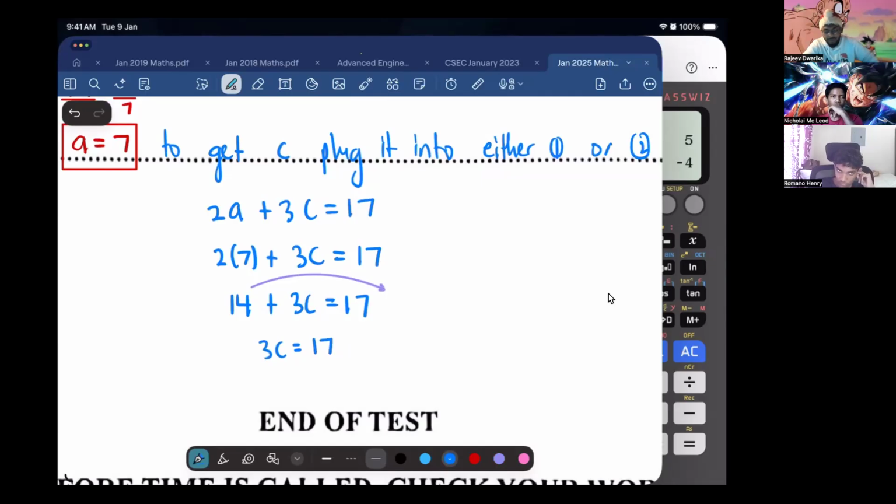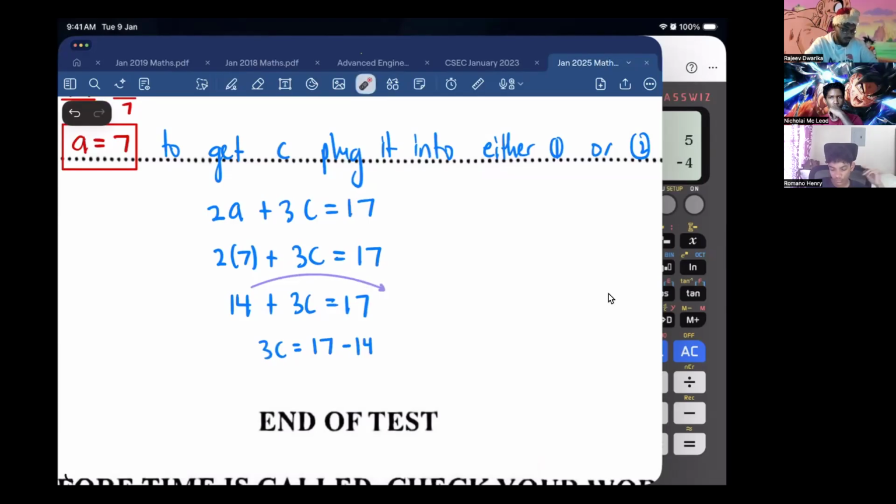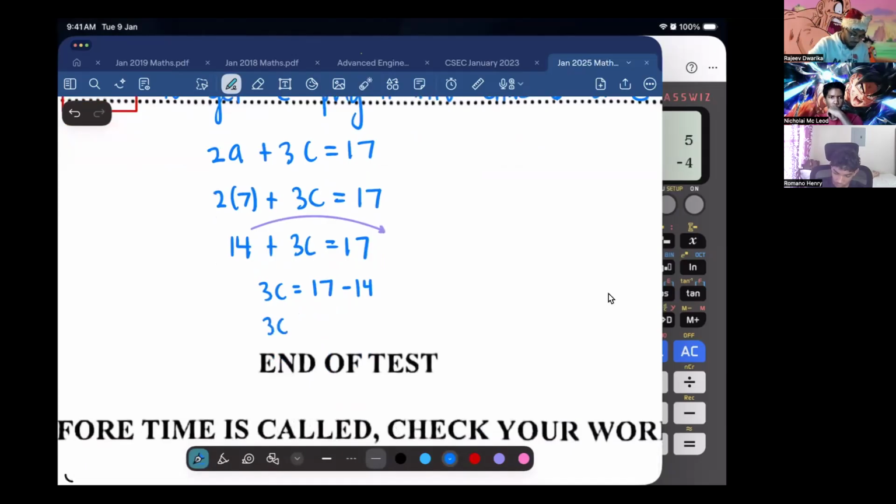Kimmy, if you move something across the equal sign... All right, negative 14. Anytime you move something across the equal sign, the operation changes. It will be negative, because we could both agree that this is positive 14. What's the opposite of positive 14? Negative 14. So when you move it across, it turns to negative 14. Right? Cool. So 3C is going to be 17 minus 14, which is 3.